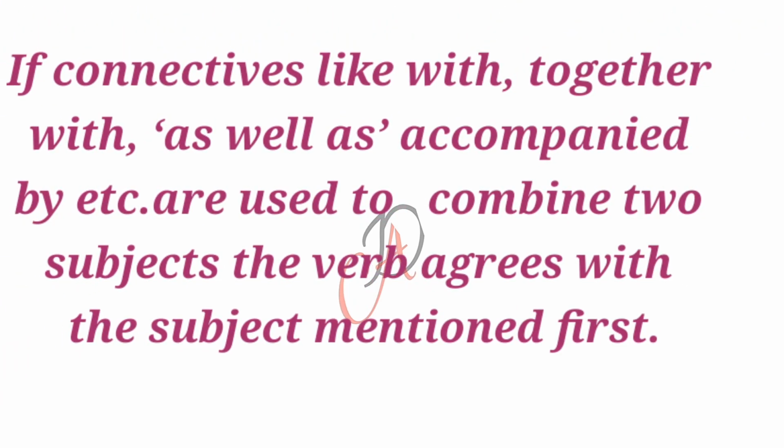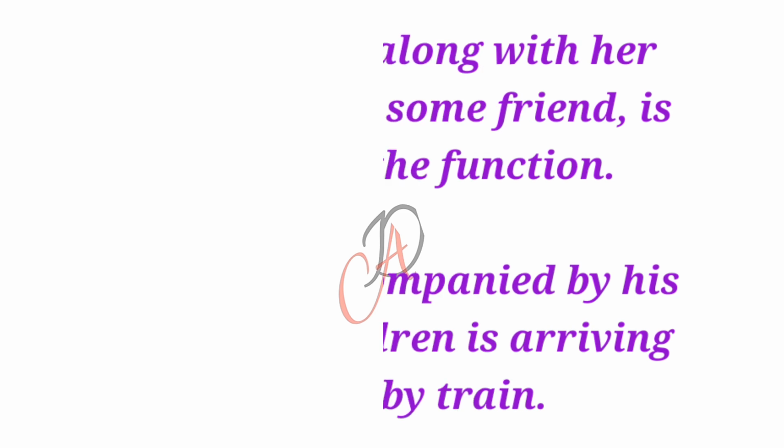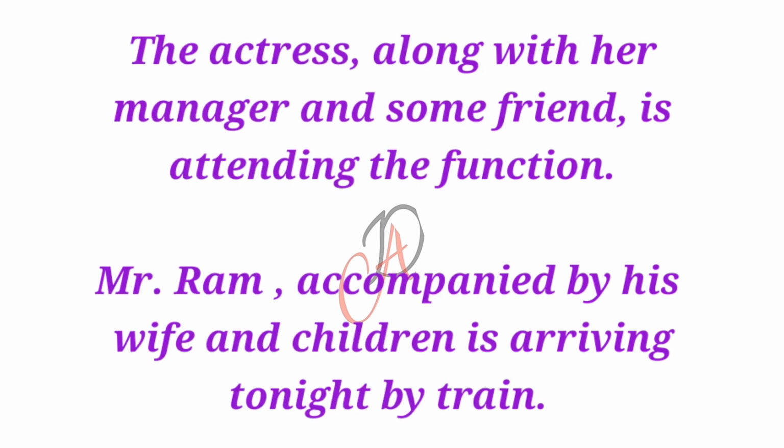If connectives like with, together with, as well as, accompanied by are used to combine two subjects, the verb agrees with the subject mentioned first. For example, the actress, along with her manager and some friends, is attending the function. The next example, Mr. Ram, accompanied by his wife and children, is arriving tonight by train. When we look at both the examples closely, we have used the singular verb is and his because the verb agrees with the subject mentioned first. So let's move on to the next rule, rule number ten.